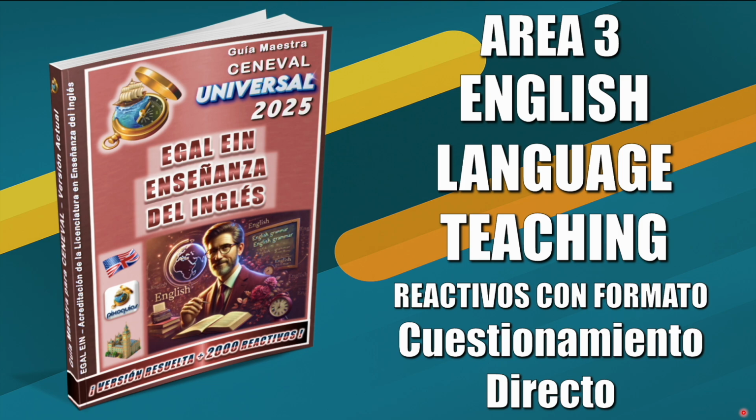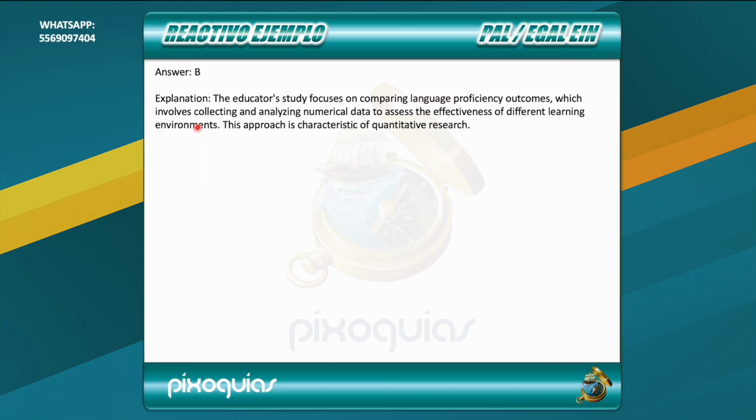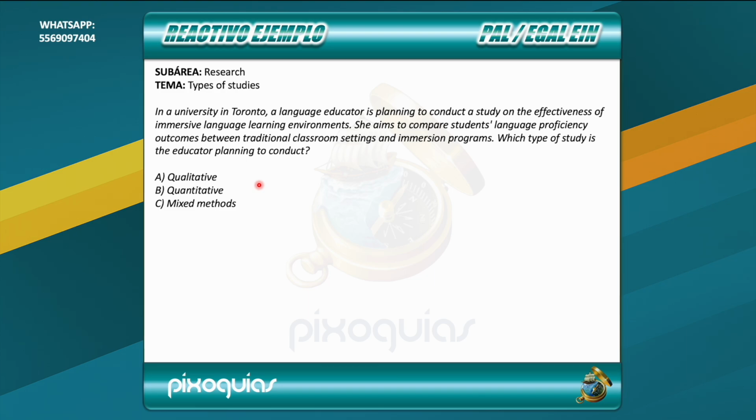Now, let's check exercises from the Area 3 English Language Teaching from the format of direct questioning. As you can remember, in the left upper corner of each of our exercises, you can see the sub-area and topic about the exercise that we are reviewing. So, here's the exercise, the options, and after that we can check the explanation. At this moment, Sofiia is going to explain some exercises, and after Sofiia, me, Rodrigo, is going to explain the other exercises. So, keep watching.